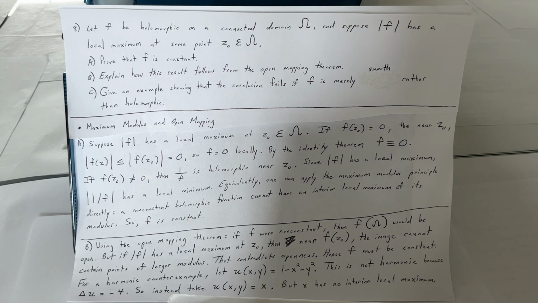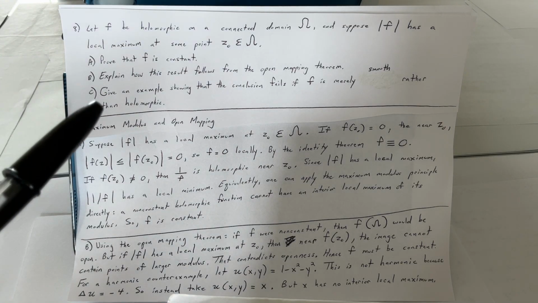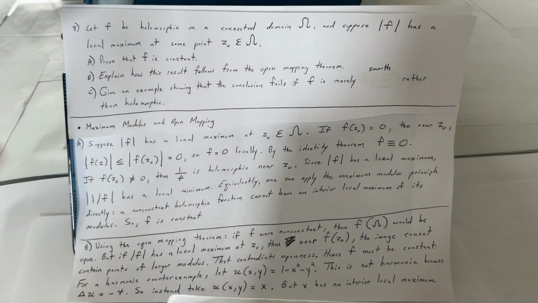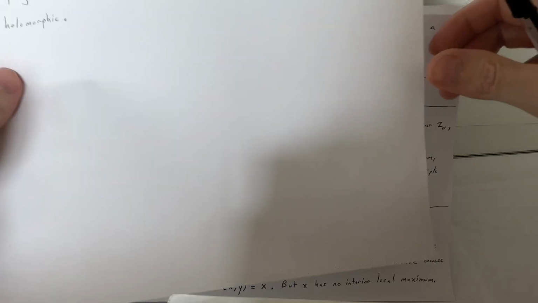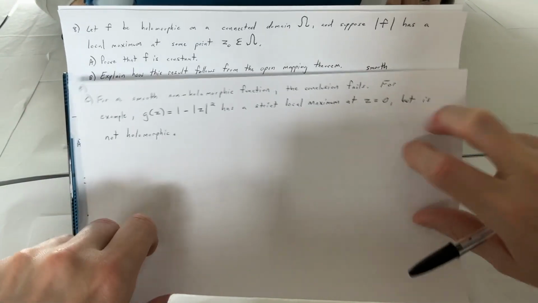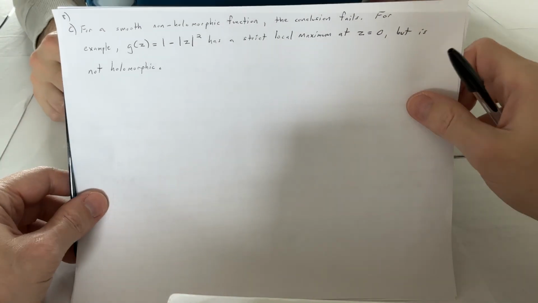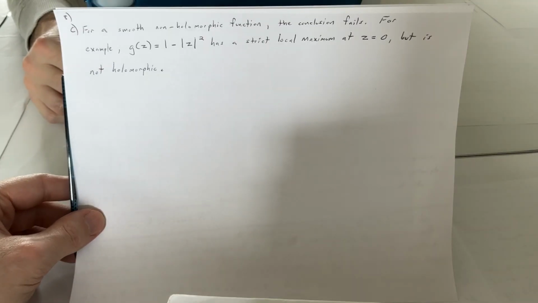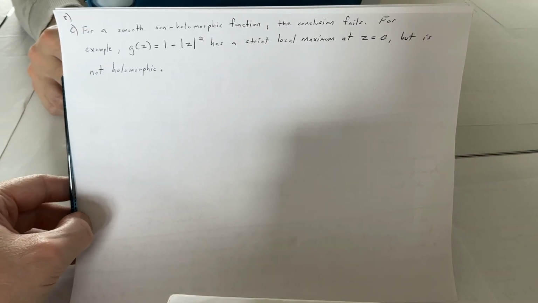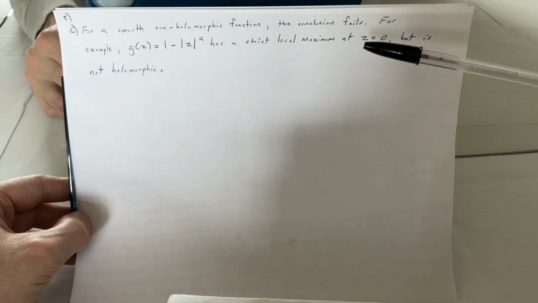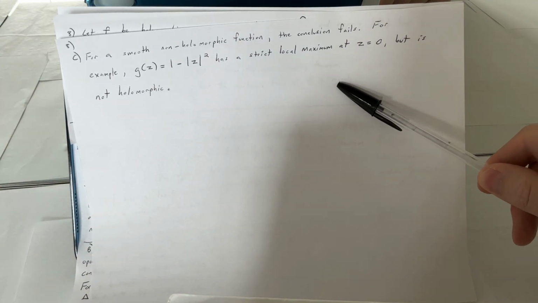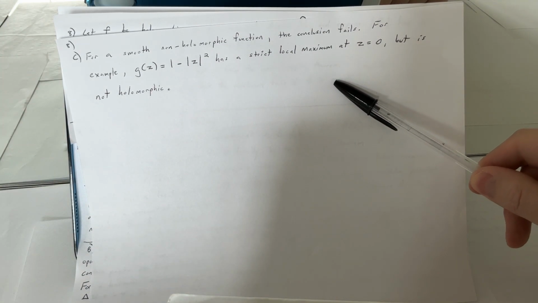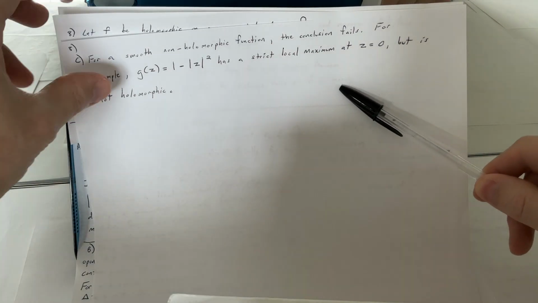maximum. So onto letter C, giving an example showing that the conclusion fails if f is merely smooth rather than holomorphic. So just building on this, what we could say is for a smooth non-holomorphic function, the conclusion fails. For example, g of z equals 1 minus the absolute value of z squared has a strict local maximum at z equals 0, but it is not holomorphic. Okay, so that's letter C, and that's all for 8.